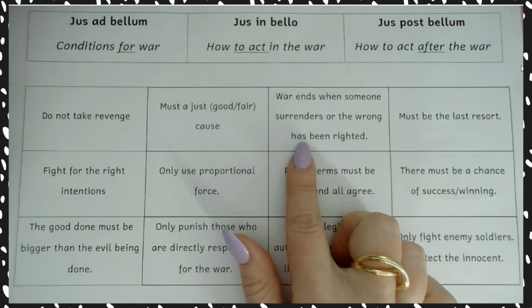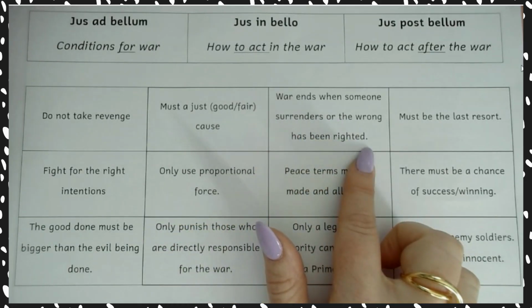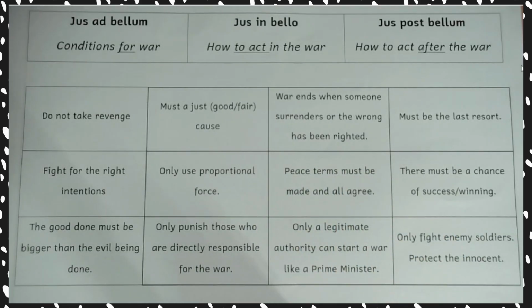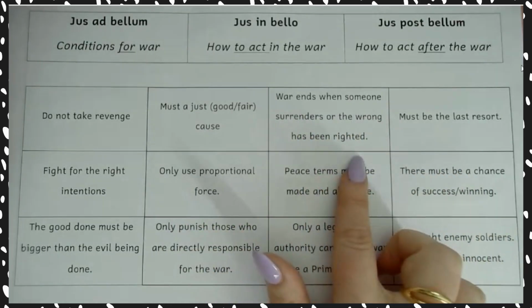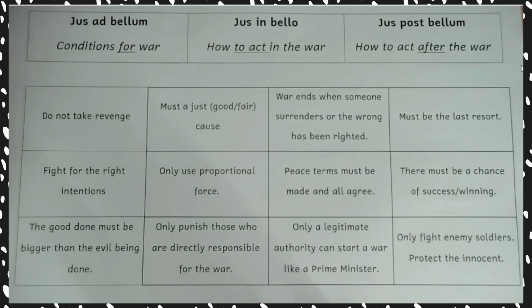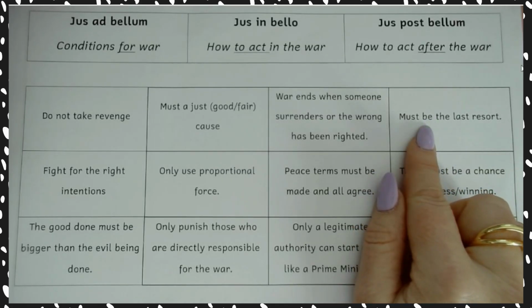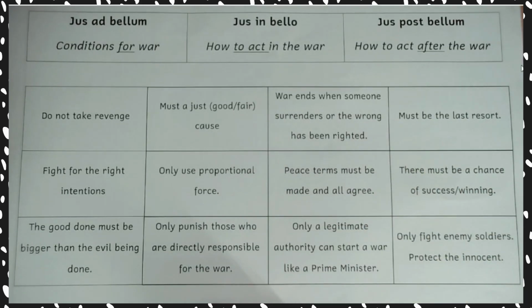The war ends when someone surrenders or the wrong has been righted. So it might be that the person who has started the war has been removed from power. It might be that they've been captured and imprisoned, therefore that wrong has been righted, therefore stop. War must be the last resort. So they must have tried everything else. They must have tried a compromise, peace talks and things like that.